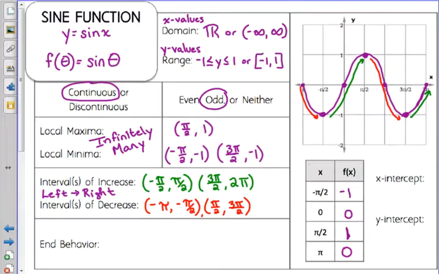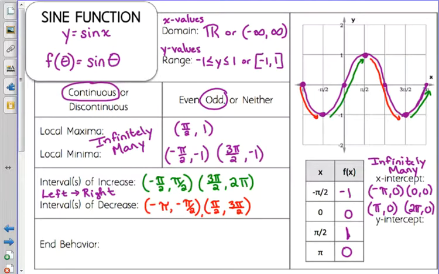All right, let's talk about x-intercepts and y-intercepts. X-intercepts, obviously we have infinitely many of these as well. It is going to cross the x-axis many times, but let's look at the ones that we can see. We can see at negative pi, 0, 0, 0, positive pi, 0, and 2 pi, 0. Notice those are all multiples of pi, by the way.